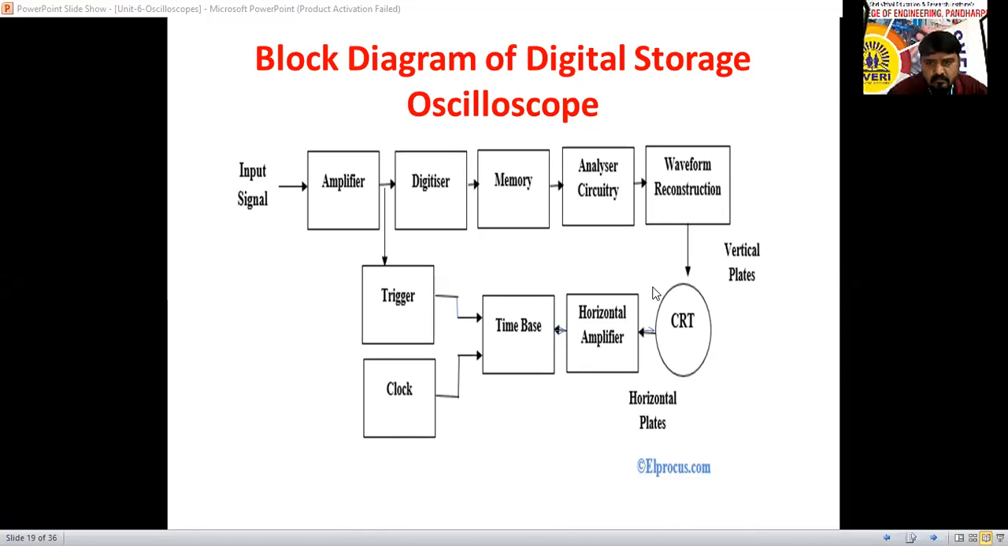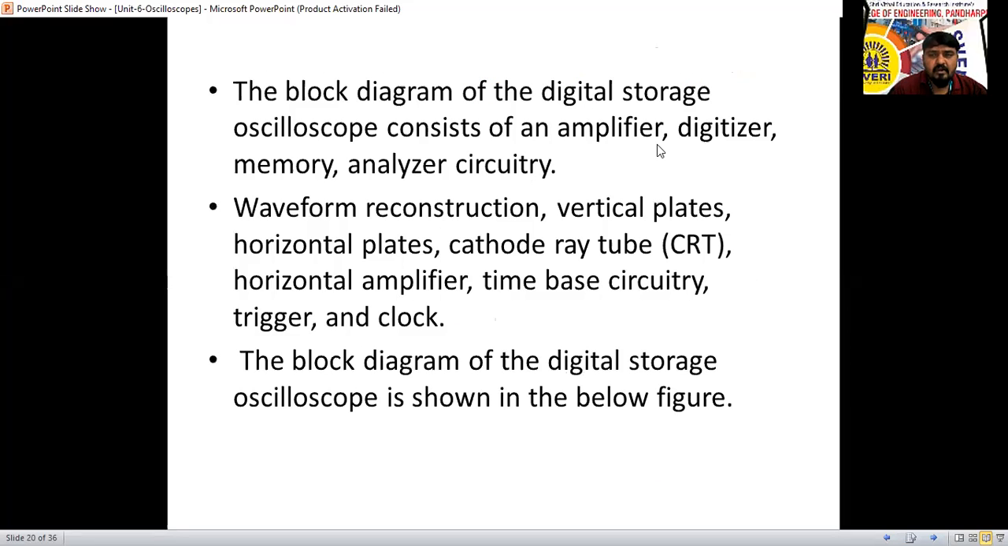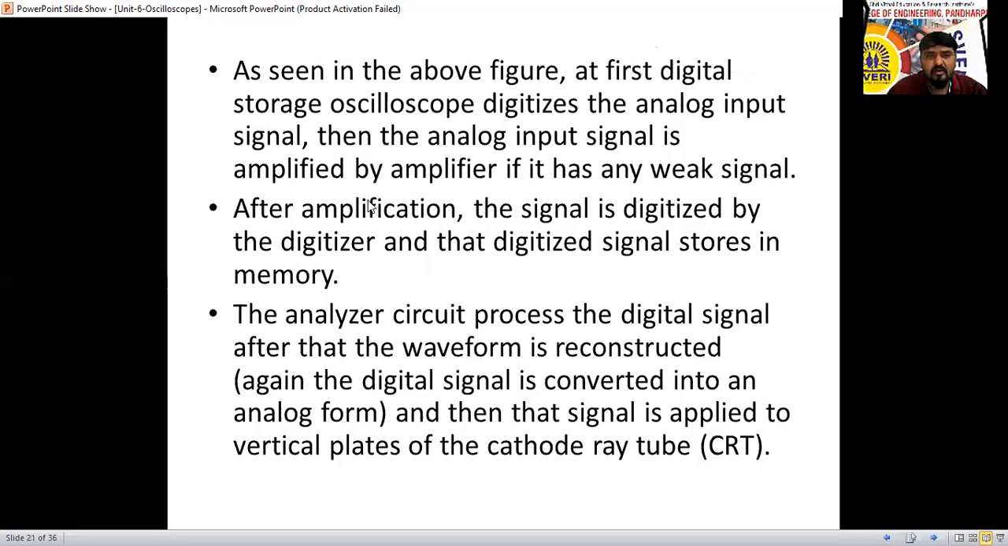Okay, so here: digitizer, memory and analyzer circuit, then the waveform reconstruction, vertical plates, horizontal plates, CRT tube, horizontal amplifier, time-base circuit and clock trigger. It is going to pass the signal here. Now it is already shown in the DSO block diagram.